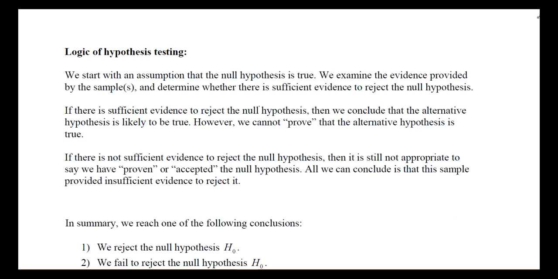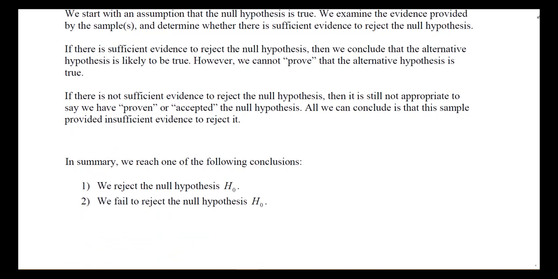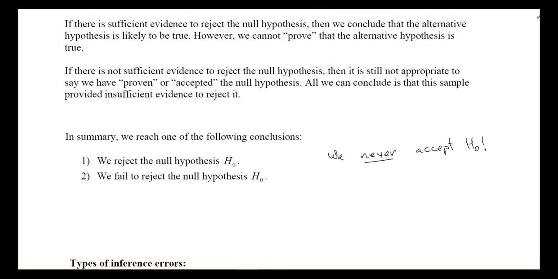We're not 100% certain that the null hypothesis is true about the population, because we can't access the population. All we conclude is that this particular sample didn't give us enough evidence to reject the null hypothesis. So basically, one of two things is going to happen. We're going to reject the null hypothesis, H0, or we're going to fail to reject the null hypothesis, H0. Notice, we never accept the null hypothesis, because that would mean we were proving something about the population, which we cannot do without accessing the population. Okay, so those are the two things that we can come up with here.